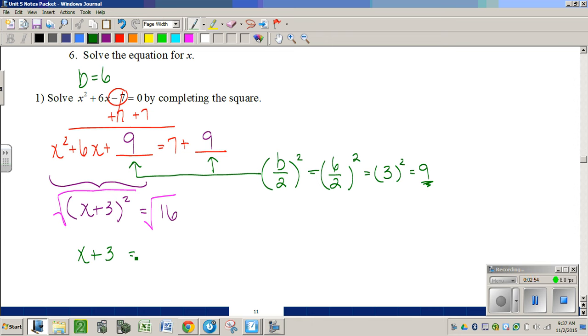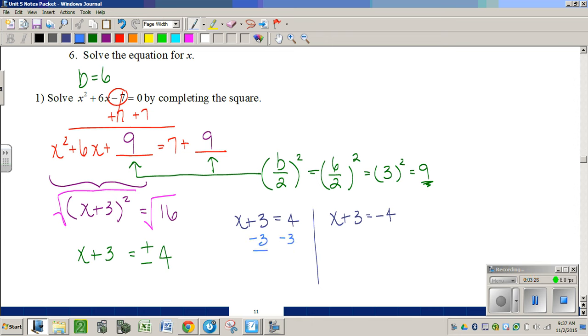Now, here's something you have to keep in mind. When you are solving and you take the square root of a number, your answer can be positive or it can be negative. So this is going to turn out to be plus or minus 4. And this is how I'm going to end up with my two solutions. I could have x + 3 be equal to positive 4, or I could have x + 3 be equal to negative 4. Remember, we're finding the roots of our equation here, where it crosses the x-axis, or in some cases may not touch the x-axis.